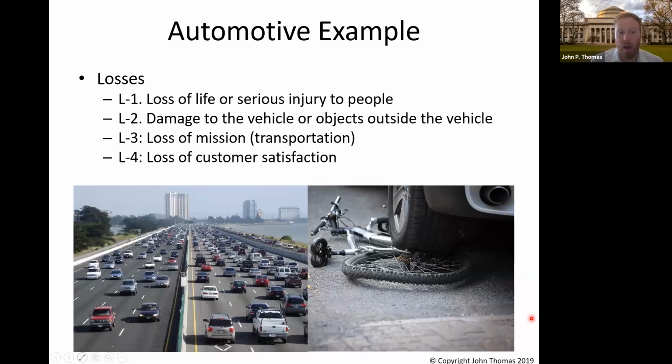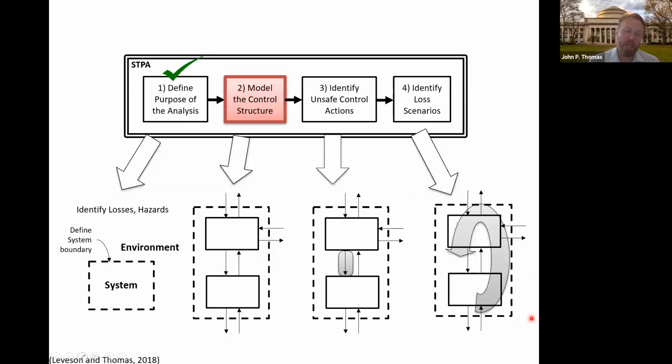Really, any loss that is a high-level stakeholder loss is valid, and we can consider that and identify the causes of these losses in STPA. In fact, the rest of the analysis can be seen as a structured way to identify what are the causes of these losses and what do I have to do about them in my system. All right, so that's the 10,000 foot view of step 1.